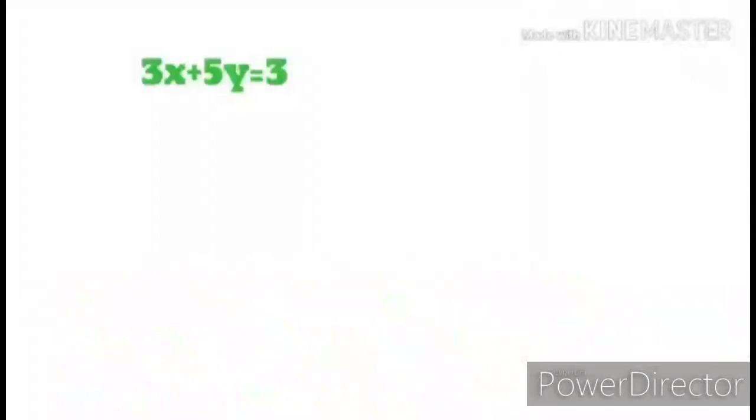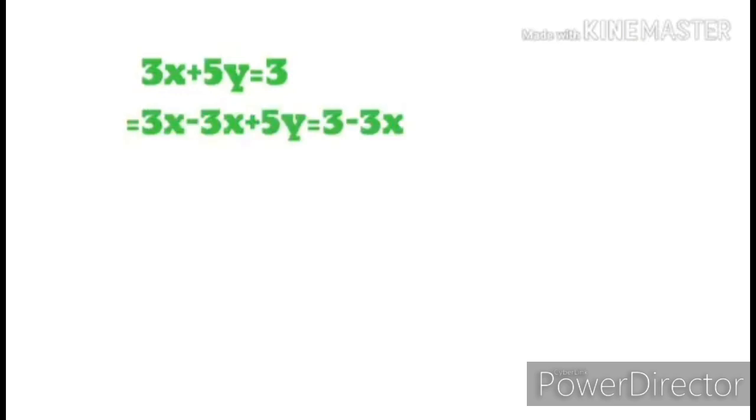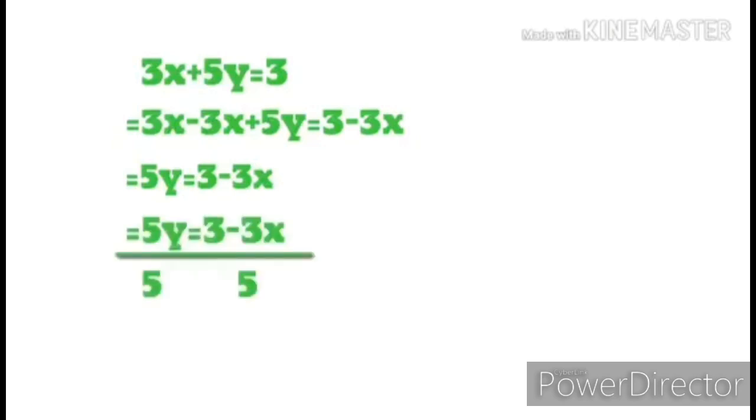In this problem, we need to look for the variable y. First thing to do is to cancel 3x. We can remove it by deducting 3x. What you do on the left, you also do on the right. You'll get the answer 5y equals 3 minus 3x. Then the next thing to do is to remove 5 from y by dividing 5y by 5. You also do it on the right side. And then the answer is y equals 3 minus 3x, all divided by 5.